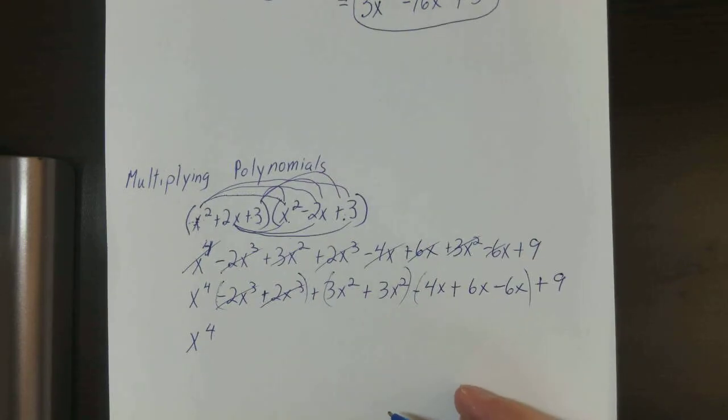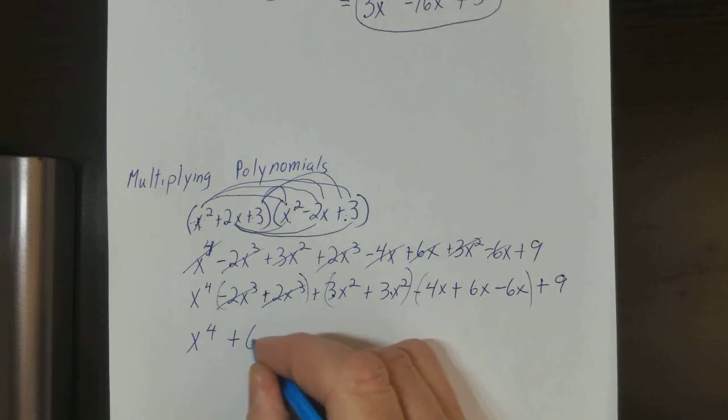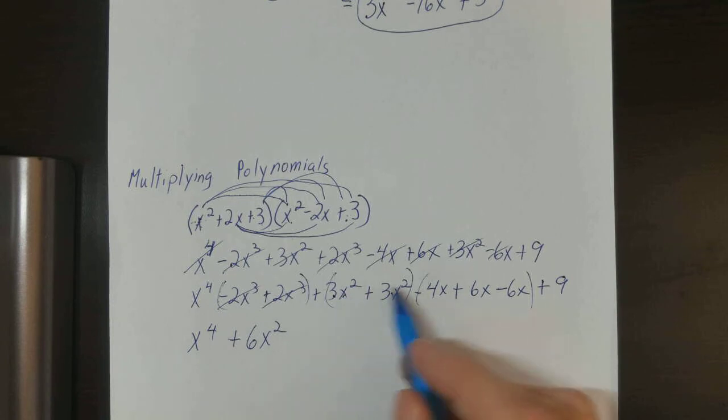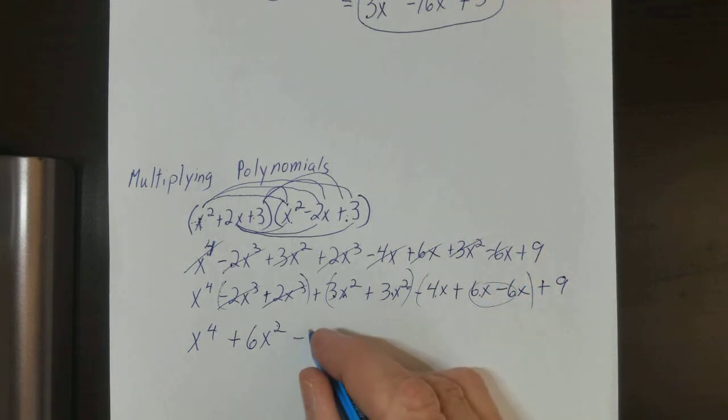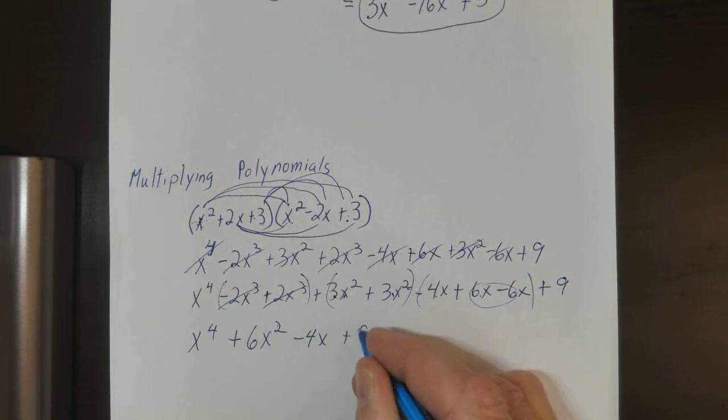You could write that, I'm not going to. 3x squared plus 3x squared is 6x squared. Do not add those exponents. Negative 4x plus 6x minus 6x, that's 0 there, so that's negative 4x, and then plus 9.